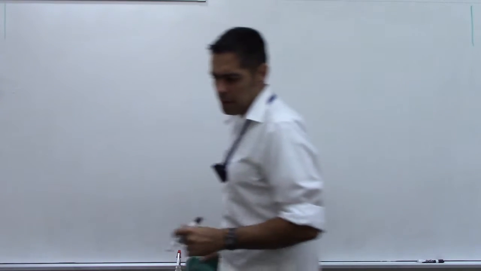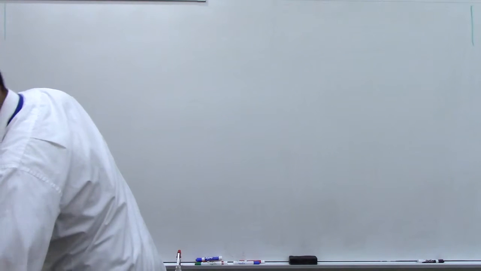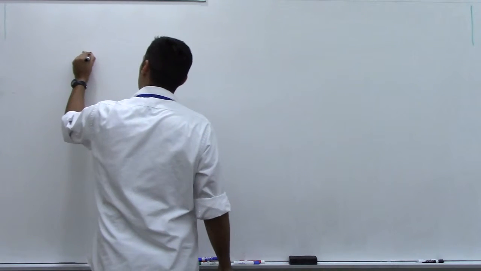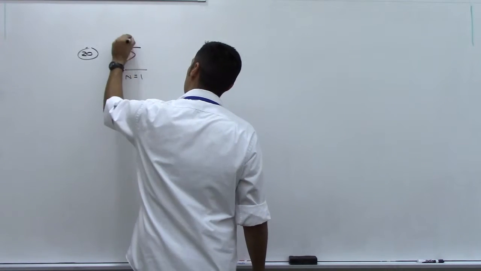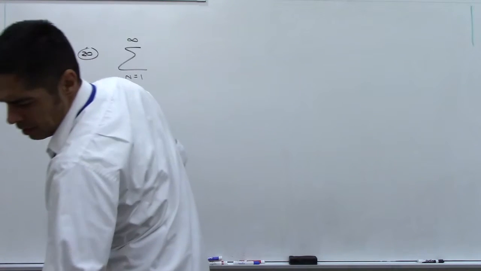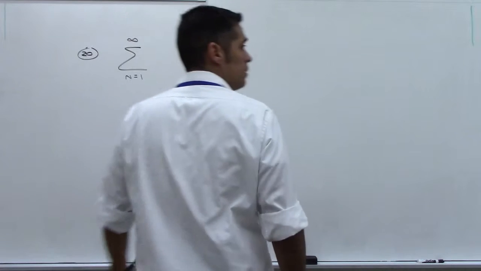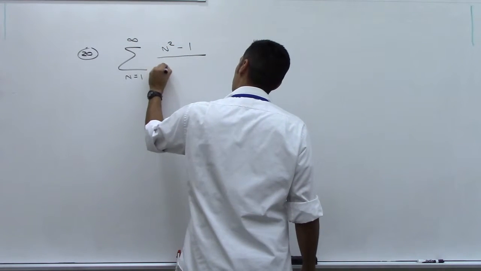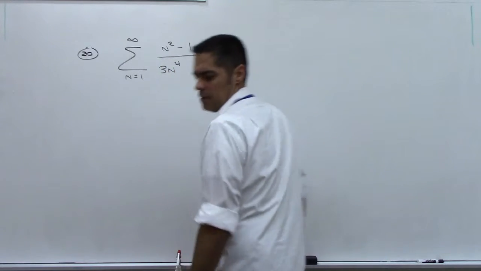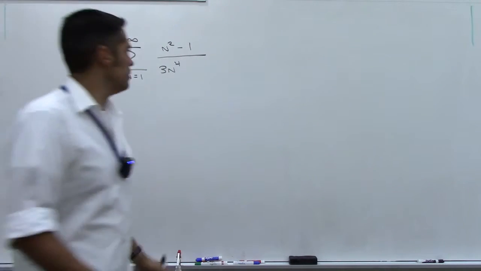Okay, for 20, the sum from n equals 1 to infinity of n squared minus 1 over 3n to the 4th plus 1.